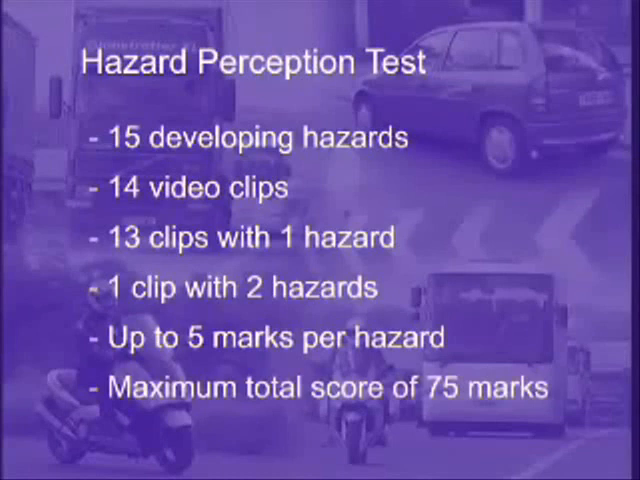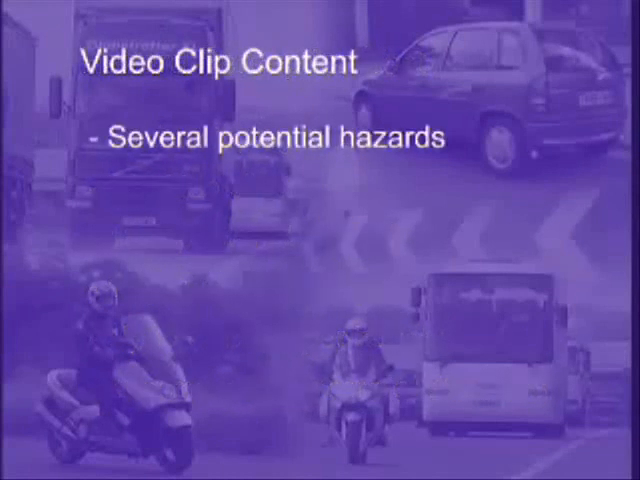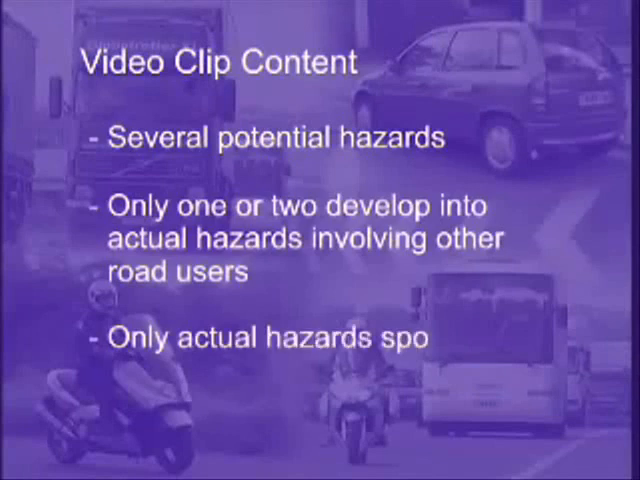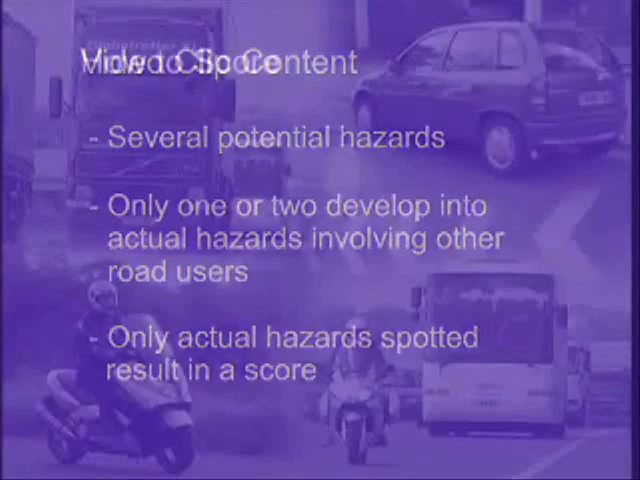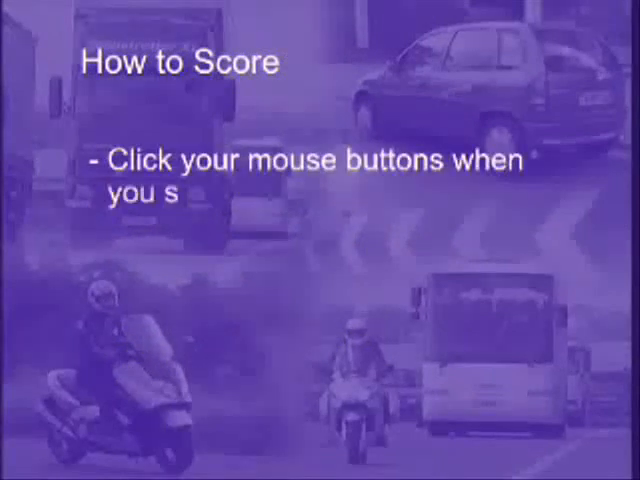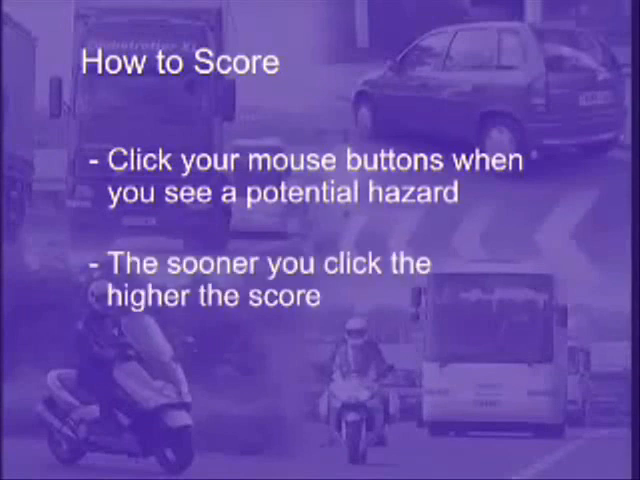of 75. Although you may spot several potential hazards on any one video clip, only those potential hazards that materialise and that involve other road users will be scored. As soon as you see a potential hazard, you should click your mouse button. If this develops into an actual hazard, you will obtain a score. The sooner you have seen the hazard, the higher the score will be.